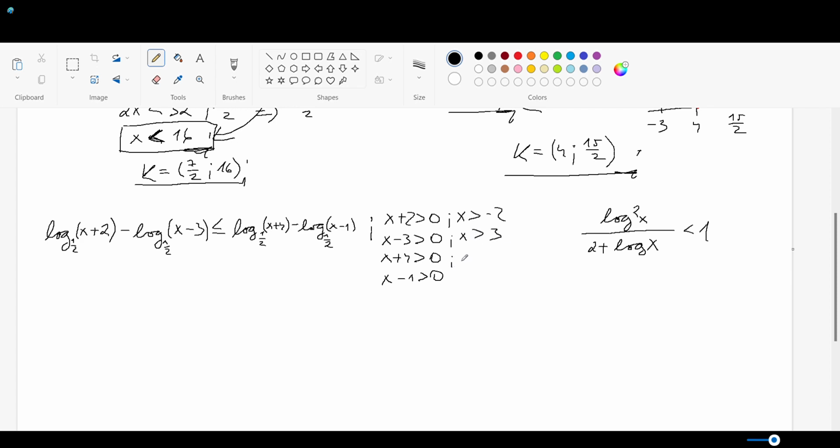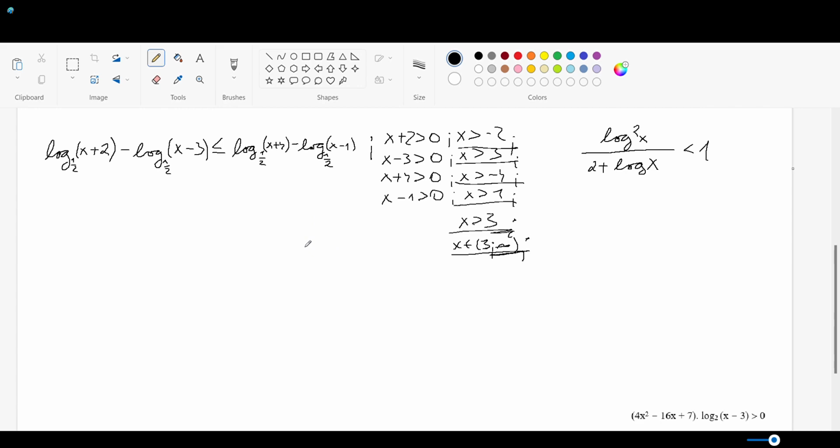Last but not least, x must be greater than -4. And the last, x must be greater than 1. Now maybe it's a good idea to have a look at all of these inequalities and find the intersection of all of them, which basically means that x must be greater than 3 is our condition, which means that x is from the interval from 3 to infinity. So this is going to be used when the inequality is solved.